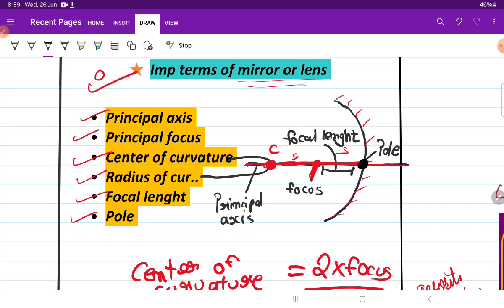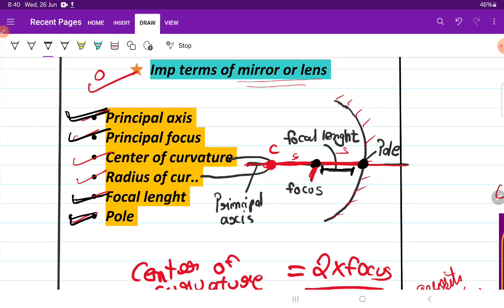Now the point where all the light rays meet is known as the focus. This is the focus, students. If you follow all the light rays parallel to the principal axis, then they will all concentrate at the focus. So it is known as the focus. The distance between the focus and the pole is known as the focal length. So we have done pole and focal length. Now the line passing through the pole to the center of curvature is known as the principal axis. We have done principal axis, focus, focal length, and pole.